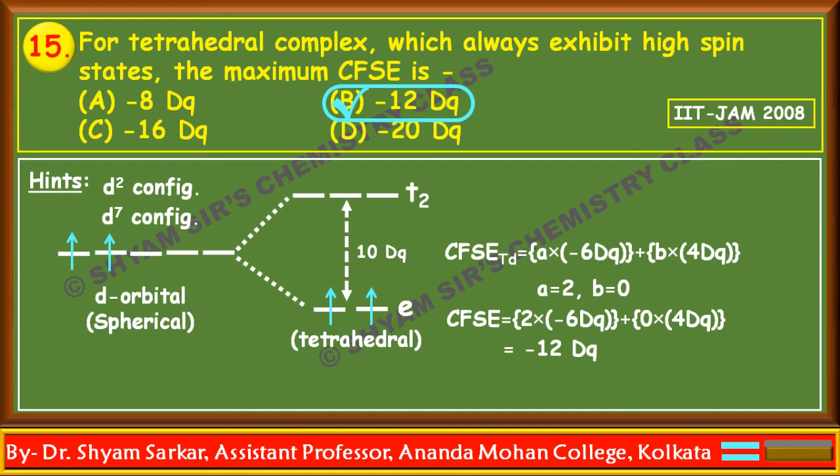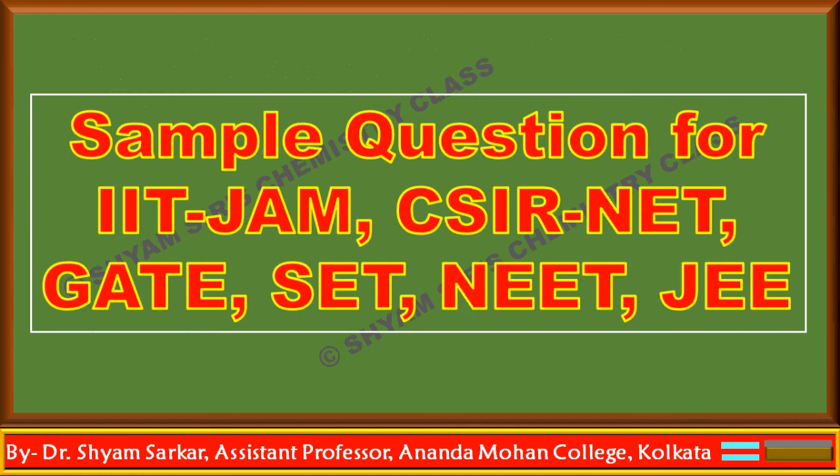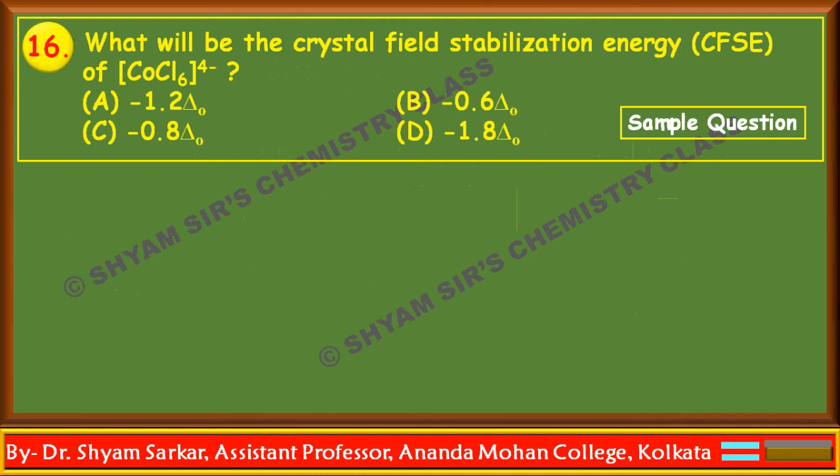Now I will discuss a few sample questions for upcoming IIT-JAM, CSIR-NET, GATE, SET, etc. Okay, so let us see what the sample questions are. Number 1, what will be the crystal field stabilization energy for CoCl6 4 minus? So 4 options are given here.